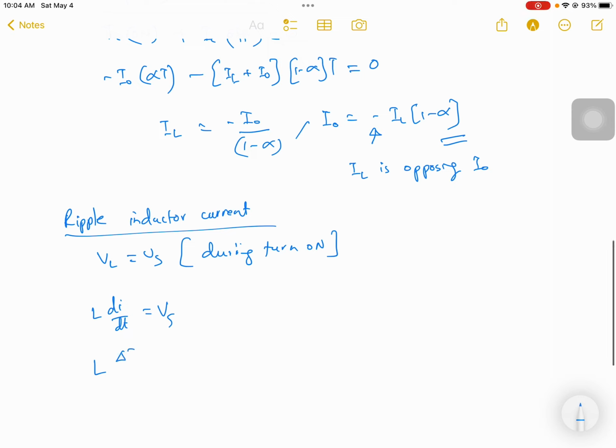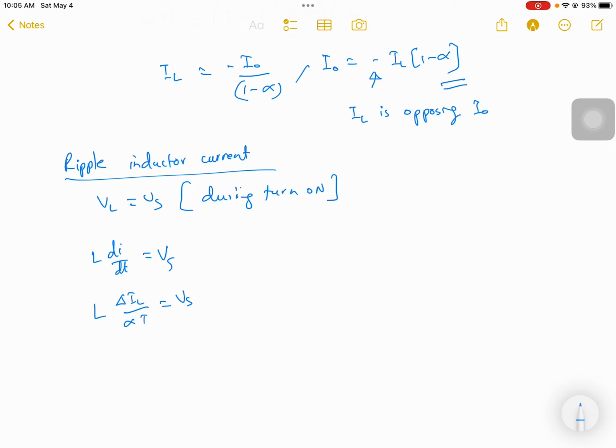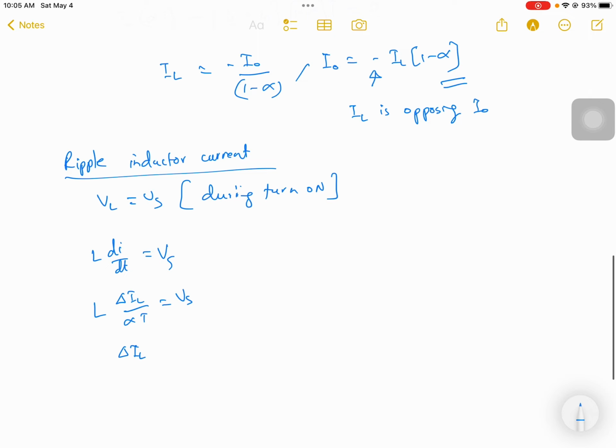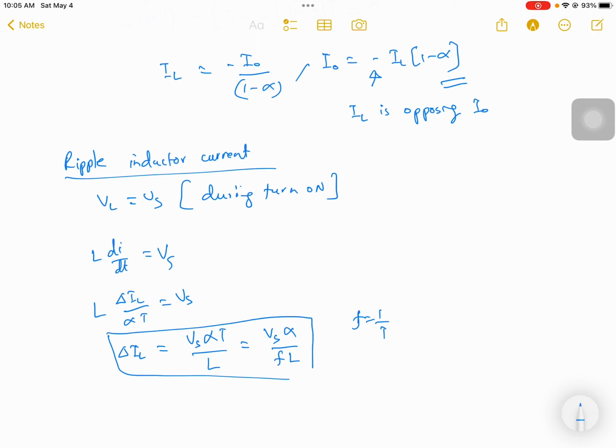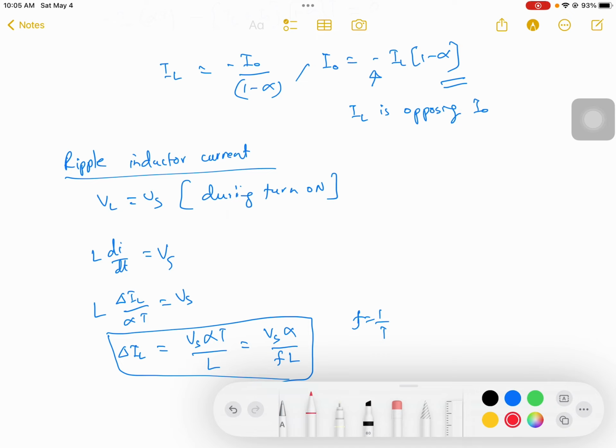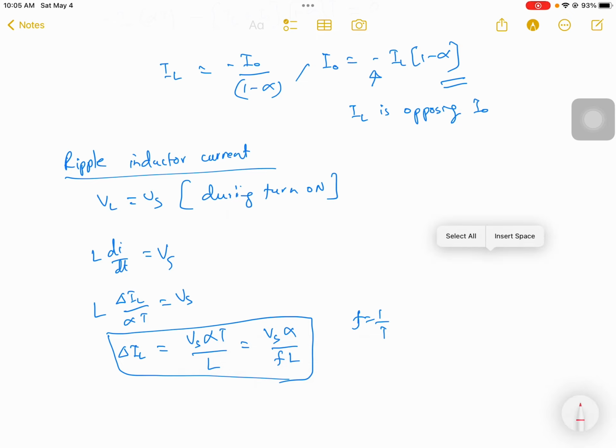Therefore delta IL by alpha T is equal to Vs, and we are interested in calculating the ripple inductor current, which we can write as Vs alpha T by L, which can be further simplified as Vs alpha by F L, because F is equal to 1 by T. So this is the ripple inductor current for the buck boost regulator.